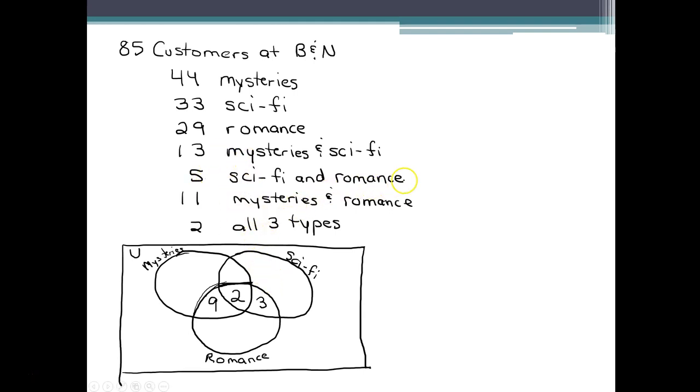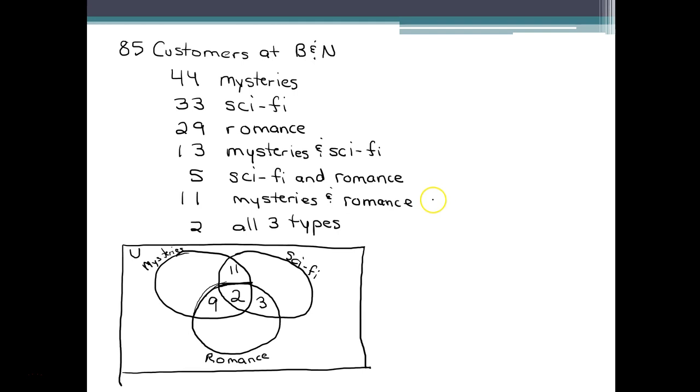13 purchased mysteries and sci-fi. Look at the mysteries and sci-fi overlap here. We need to put an 11. 11 plus 2 makes 13. So the 2 for all 3 types went in the center.